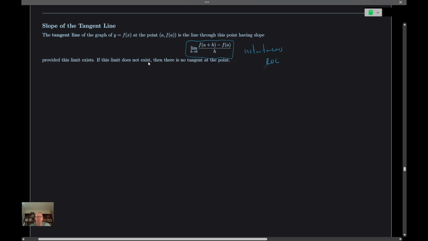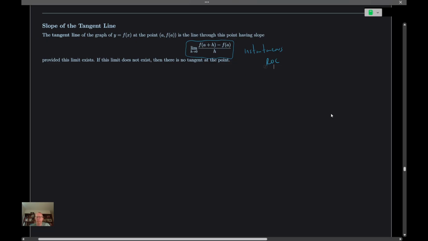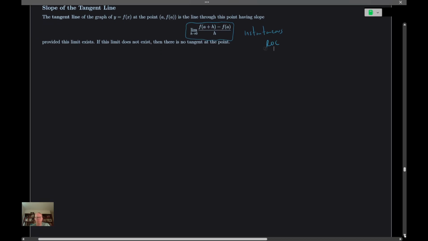So if the limit does not exist, then there is no tangent at that point. Now, when do limits not exist? Maybe think about that. Most of the time, limits don't exist when there's a point of discontinuity. That is an important thing to remember. We're going to talk about that a little bit more as we go along, so we won't spend too much time, but when does a limit not exist? That helps us find where there is no tangent line to the graph.